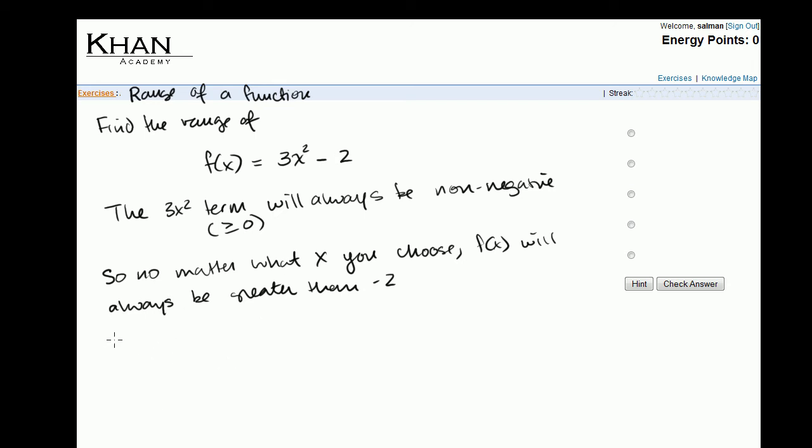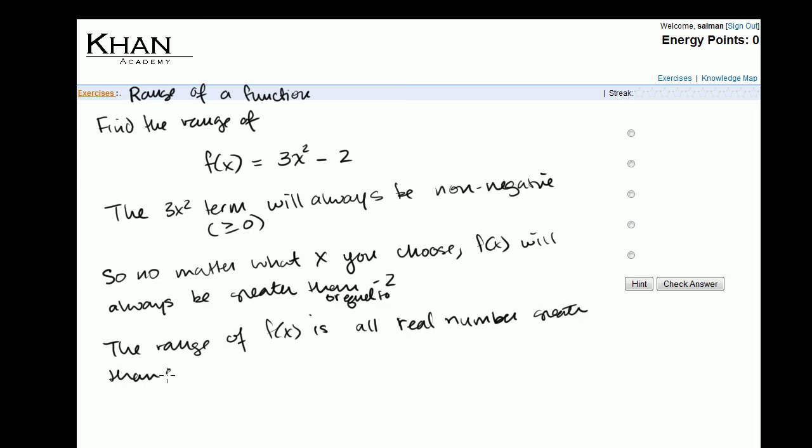So the range of f of x is all real numbers, I should say greater than or equal to, all real numbers greater than or equal to negative 2. And I'll leave it up to you.